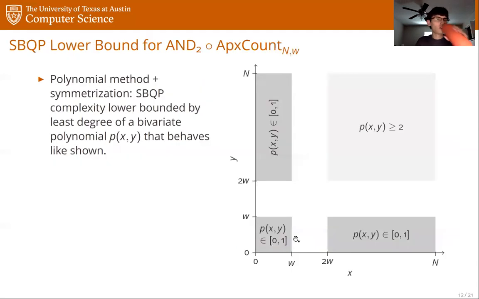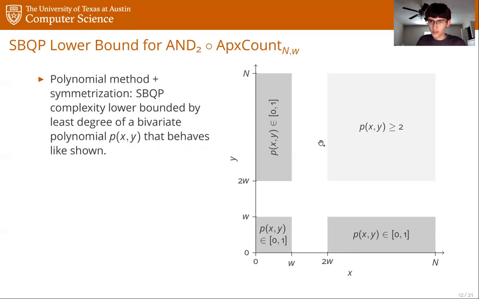So how do we do this? By completely standard arguments involving the polynomial method and symmetrization, you can actually lower bound this SBQP measure by the minimum degree of a polynomial that satisfies certain properties. And again, I won't really say too much about how you get to this polynomial, but I will say what this polynomial is. What we need is a bivariate polynomial that has this behavior, where on this light gray region, it's large, and on these dark gray regions, it's close to 0, or let's just say, between 0 and 1, and here it has to be at least 2.